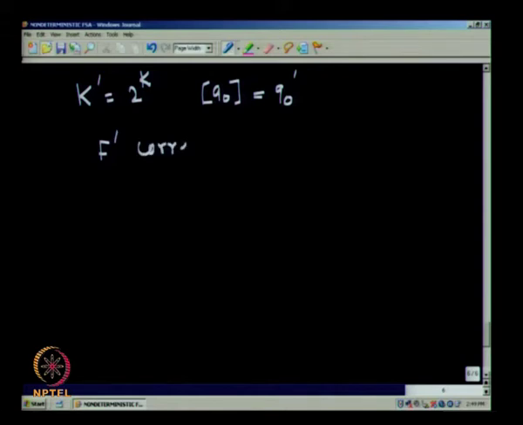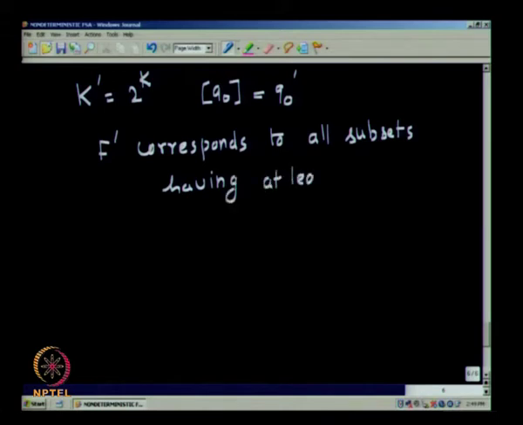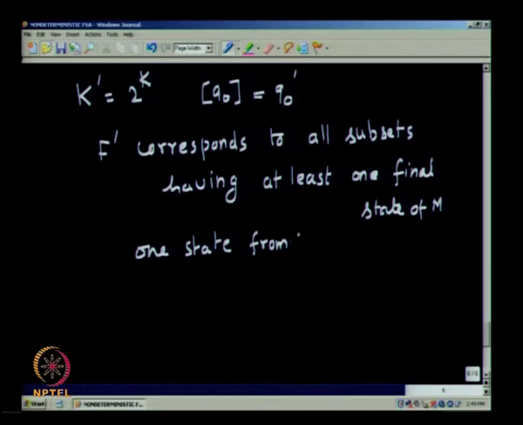And F dash corresponds to all subsets having at least one final state of F, that is, at least one state from F.